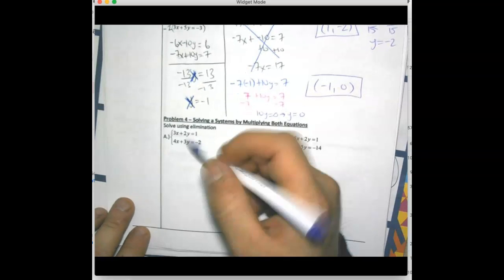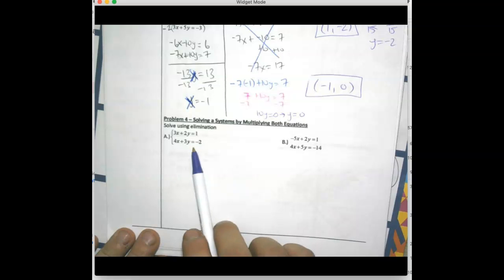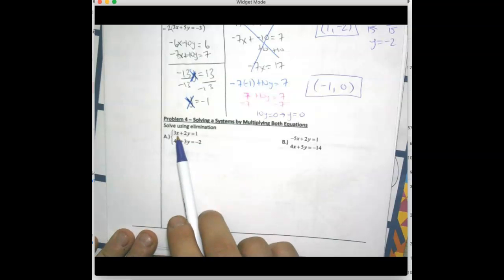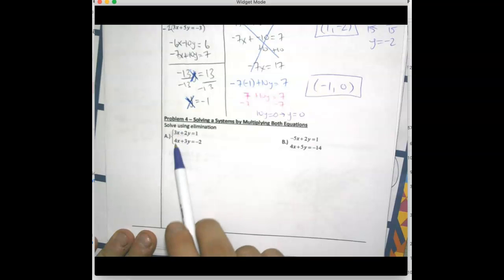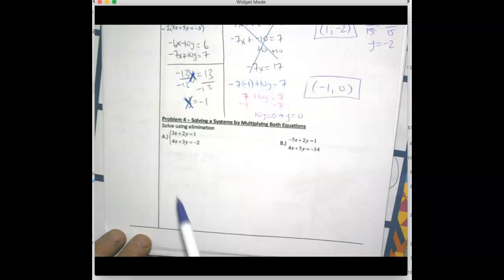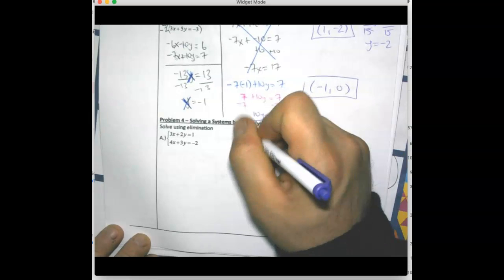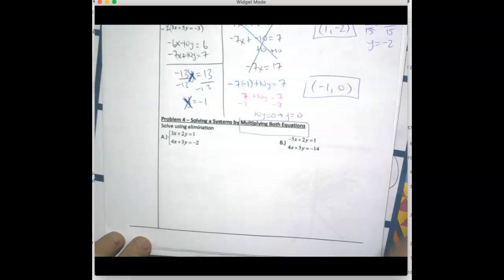And now this is actually a new idea. The new idea being there's no way I can multiply just one equation because no matter what I multiply 3 by, I can never make it into the opposite of 4. Same thing with the 2. No matter what I multiply 2 by, I'll never be able to make it into the opposite of 3. So I do need to multiply both equations on these problems.